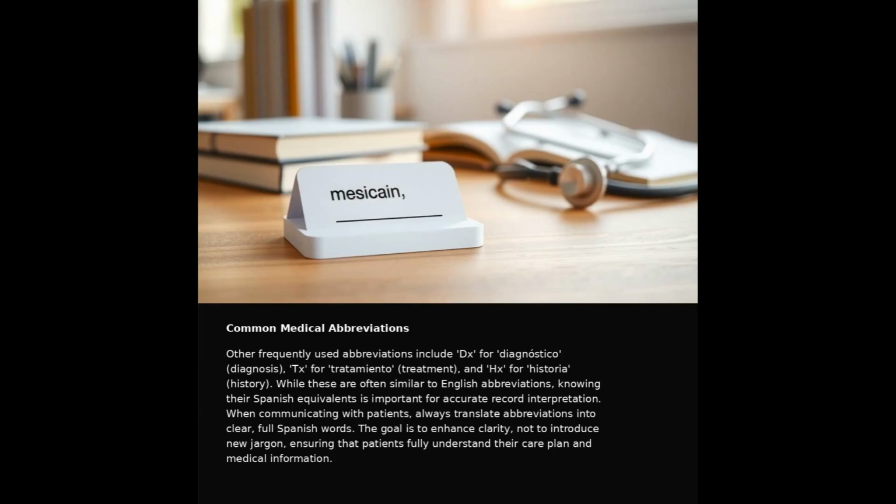Other frequently used abbreviations include DX for diagnóstico, diagnosis, TX for tratamiento, treatment, and HX for historia, history. While these are often similar to English abbreviations, knowing their Spanish equivalents is important for accurate record interpretation. When communicating with patients, always translate abbreviations into clear, full Spanish words. The goal is to enhance clarity, not to introduce new jargon, ensuring that patients fully understand their care plan and medical information.